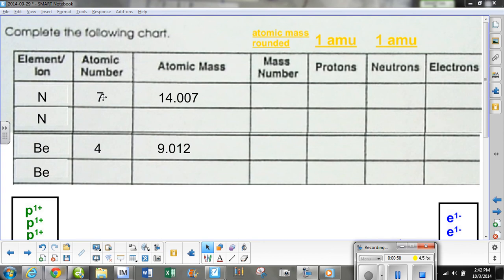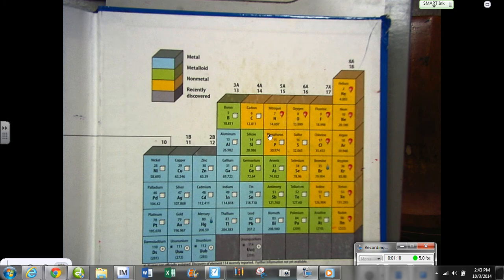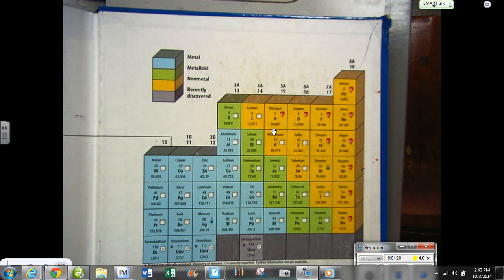So where do I get the 7 from? This 7 right here. Where'd that come from? Well, that's true, but where do I find the atomic number? Where is that? Okay, above the symbol in the periodic chart. So if we look at nitrogen here on the periodic chart, you see a 7 there at the top.